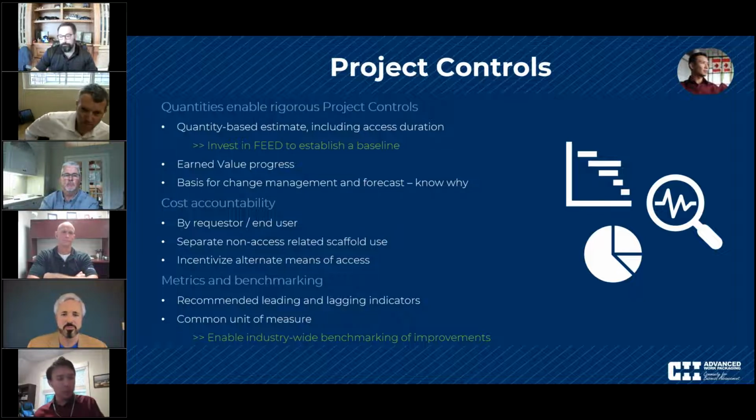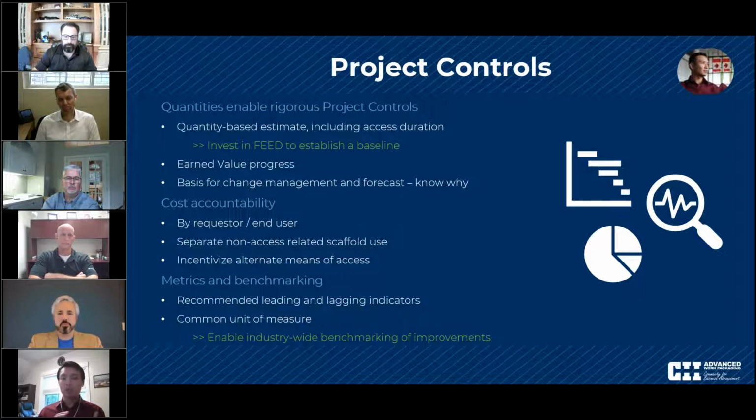So that's an interesting poll to see, and what we hope to do with this draft of the best practice is to introduce some different ways to think about how we measure scaffolding on a project, and hopefully be a little more rigorous about what we do. And the key point that you're going to see when you read through the best practice is that quantities enable rigorous project controls. Right now, at least among the folks on the committee that drafted this best practice, quantities were not well tracked throughout the project lifecycle.